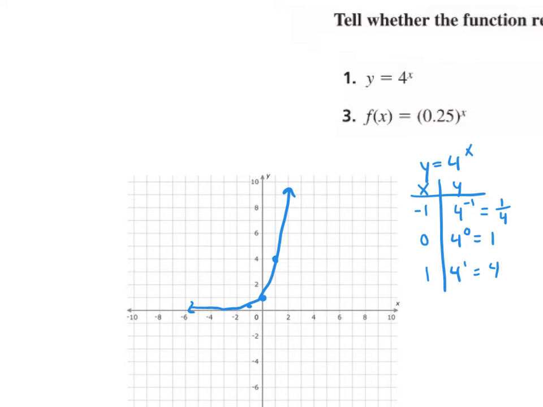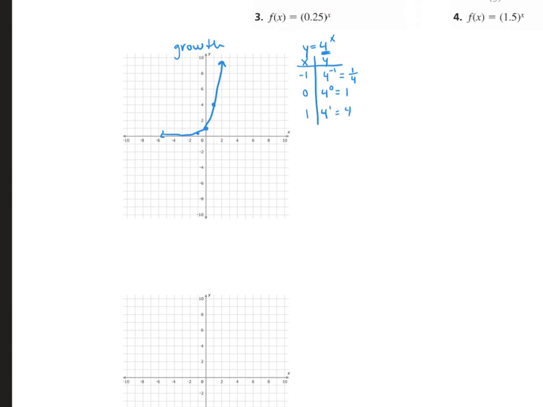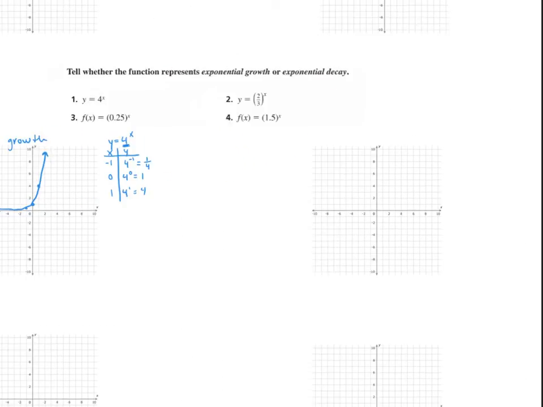Is this exponential growth or decay? Growth. Not only can we see that we're getting bigger, but we also see that we started with a number that is bigger than 1 for our base, so we have growth. Alright, let's do number 2.